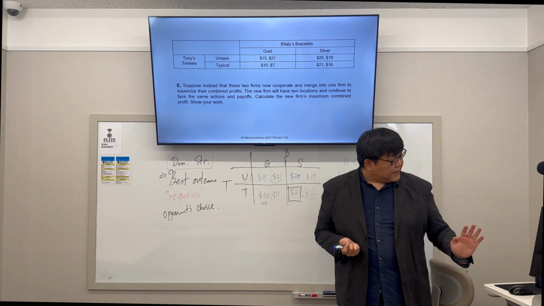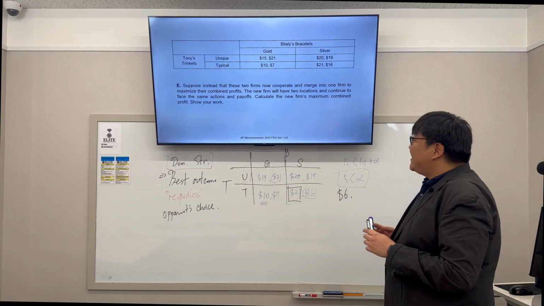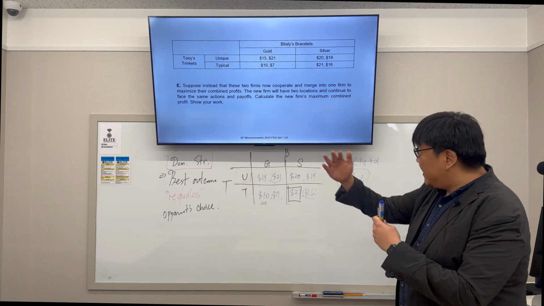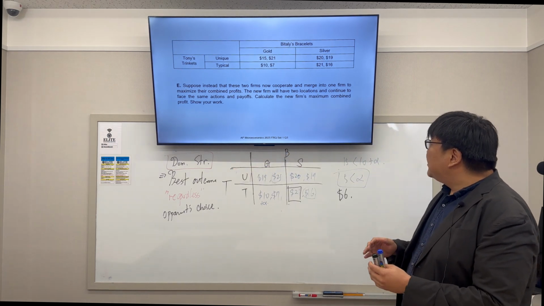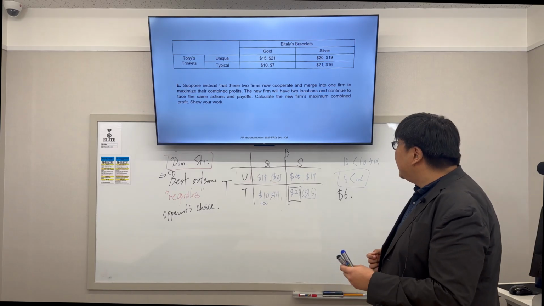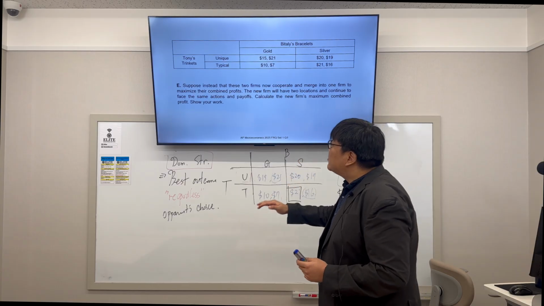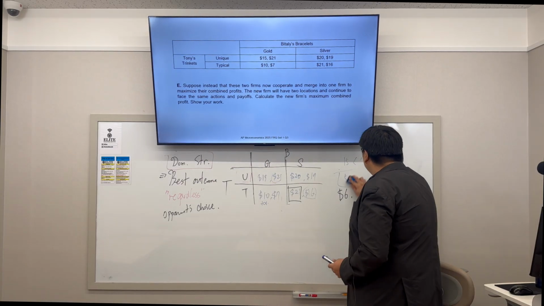And then last one, E. Suppose instead that these two firms now cooperate and merge into one firm to maximize their combined profit. The new firm will have two locations and continue to face the same actions and payoffs. Calculate the new firm's maximum combined profit. And then this one you have to show your work.